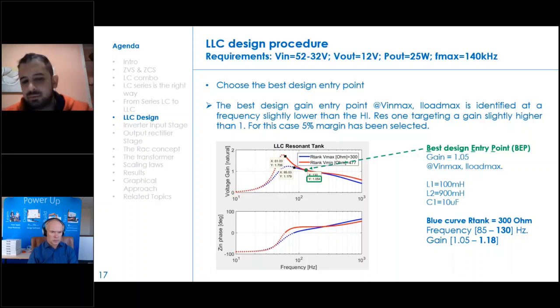So please note how the blue curve offers a maximum gain of, here I did something like 1.18 at minimum frequency before going out of the 0 voltage switching zone. Is it sufficient to match our requirements? Actually, no, it is not sufficient. For the sake of clarification, all main info is reported on the right. Remember, this presentation will be shared, so you can go through all the details you want. Everything is reported on the right.